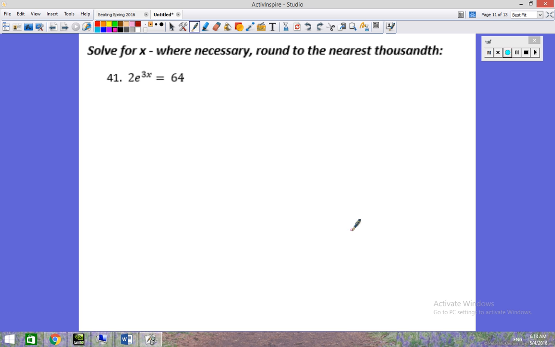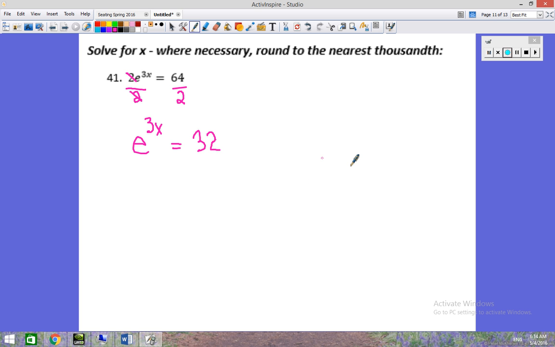Alright, so now on the left-hand side we have two factors, 2 times e raised to the 3x. So this is an exponential equation. We need to get this e to the 3x by itself, so we'll divide both sides of this equation by 2. The 2 divided by 2 is just 1. We have e to the 3x is equal to, well, half of 64 is 32.